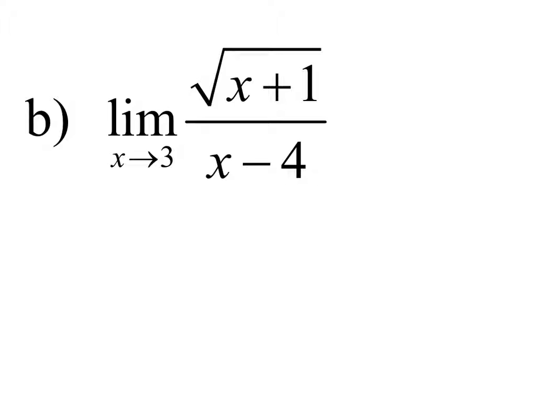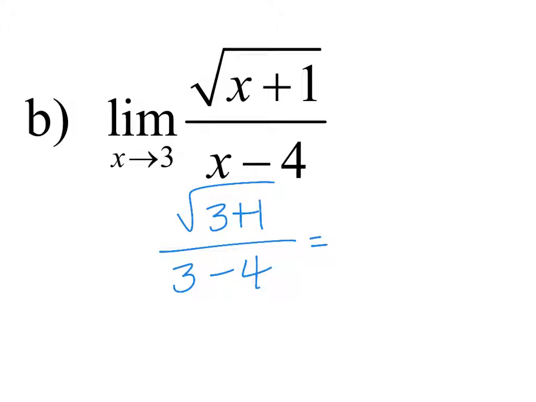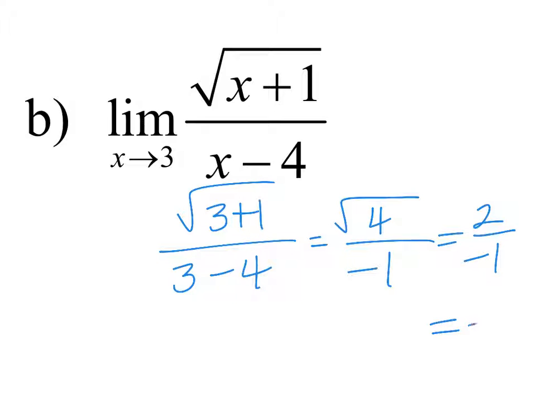So the limit as x goes to c of the square root of x plus 1 divided by x minus 4. So you do the square root of 3 plus 1 over 3 minus 4. What's 3 plus 1? 3 minus 4 is negative 1. Square root of 4 is 2 divided by negative 1. Negative 2.